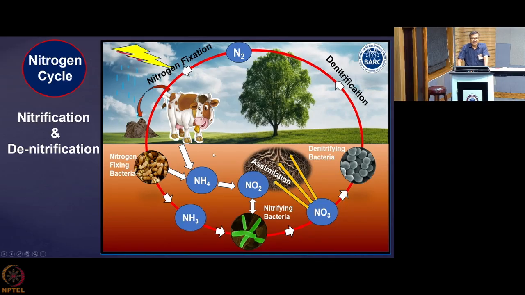And there are other bacteria called denitrifying bacteria, which take the excess nitrate and free the nitrogen to the environment, and that nitrogen again comes back to the plant through the nitrogen fixing bacteria.